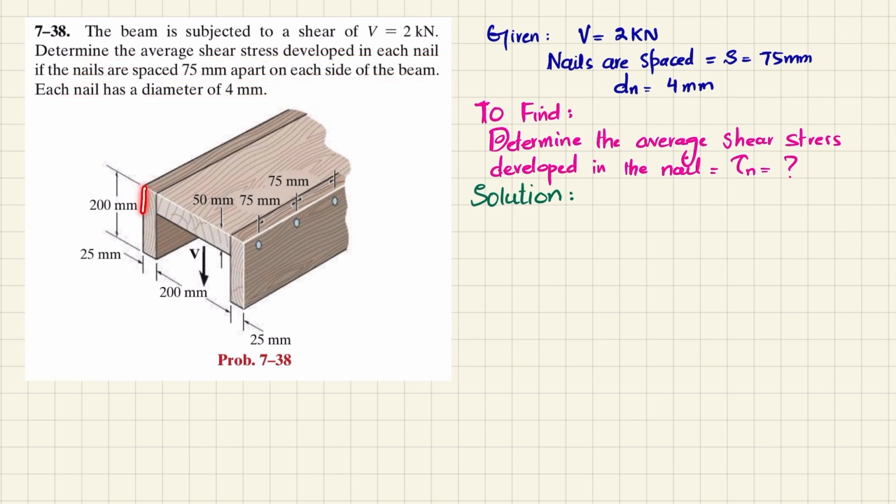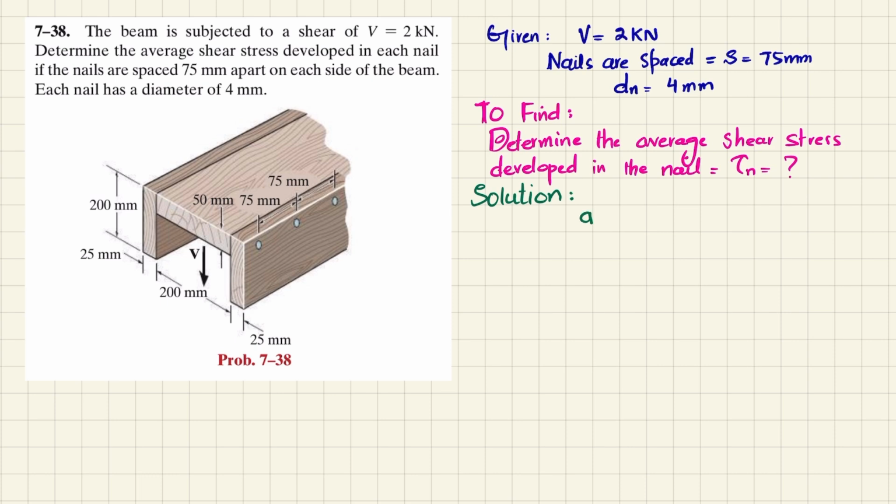So you can see this is the beam that is built up using wood pieces, joined through nails on each of the sides. These nails are spaced 75 millimeter apart, and all the dimensions, height and width, are given, and the diameter of each nail is 4 millimeter. So you have to find the average shear stress developed in the nail. Let's start with the solution.